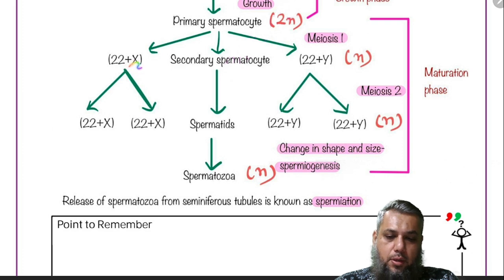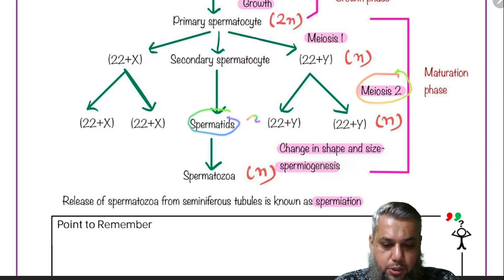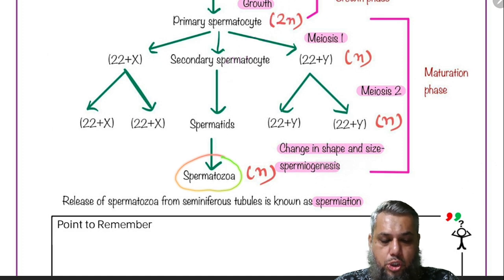So you'll have one group of secondary spermatocytes having 22 autosomes plus X chromosome, the other group having 22 autosomes plus a Y chromosome. The secondary spermatocytes complete their meiosis, that is, they do their meiosis 2, which is nothing but another mitosis, and they will result in the formation of spermatids, which are also haploid. Now, these spermatids will differentiate, resulting in the formation of the sperms or spermatozoa.